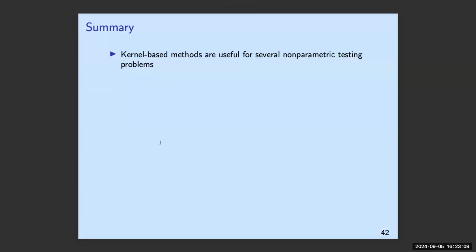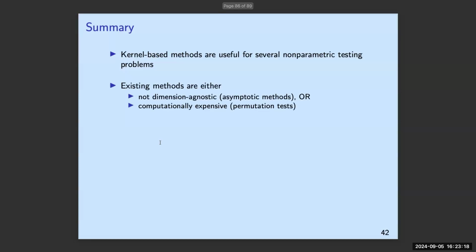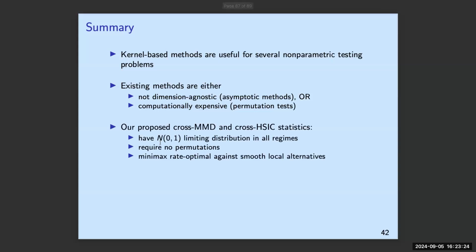Okay, so I'll just end with a quick summary. We saw some kernel-based methods which are quite useful for non-parametric testing problems like two-sample testing and independence testing. And we saw that the existing methods are either not dimension agnostic or they are computationally expensive. To address that, we proposed these cross-MMD and cross-HSIC tests that have nice limiting distributions in all different dimension regimes. They do not require permutations and they have some nice theoretical properties. And we also saw that there are several other interesting directions to pursue for future work.